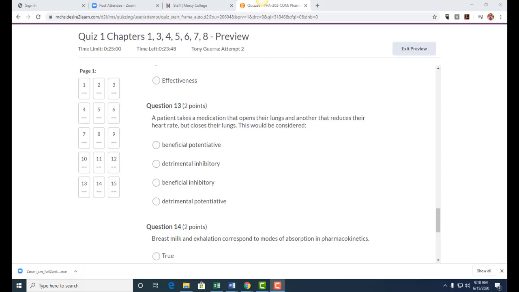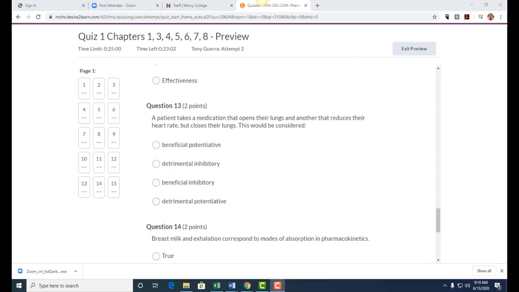We kind of go back to the sheet that I gave for the review sheet, and you'd say, okay, well, what was beneficial potentiative? Okay, that was when we had clavulanic acid added to amoxicillin, in Augmentin, to increase the effects of amoxicillin. So what was happening was we had 2 things working together, potentiative, and that created a benefit. What was detrimental inhibitory? Well, detrimental inhibitory was when we had that asthma medicine, albuterol, and the propranolol, which blocked the beta receptors in the lungs that albuterol works on. So it was detrimental because it was a bad outcome, and there was an inhibition. We were blocking those receptors.